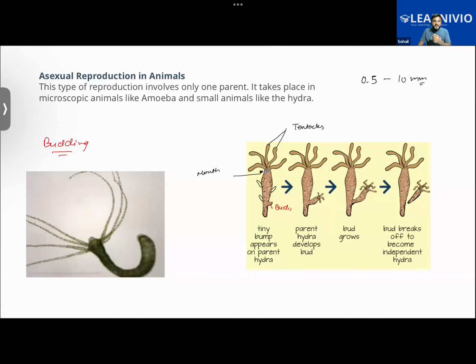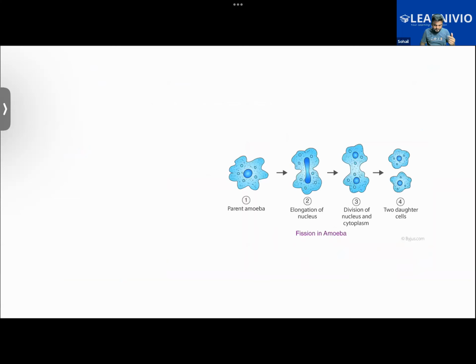What is the function of tentacles in hydra? These tentacles help them to grasp their food. So that is one of the main functions. Also, it would be protecting them from other predators. So that is one thing about it.